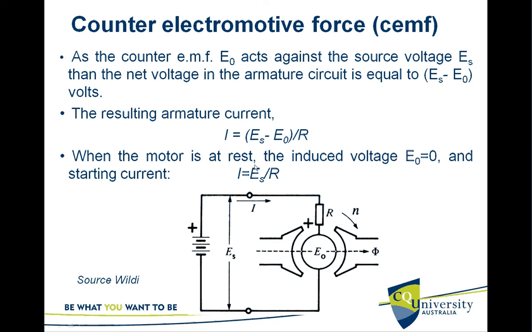When the motor is at rest, the induced voltage is 0. So in the beginning there is no back EMF, and the starting current therefore will be the full supply voltage divided by armature resistance. That is why we said it is higher, but the running current in the armature is lower than that.